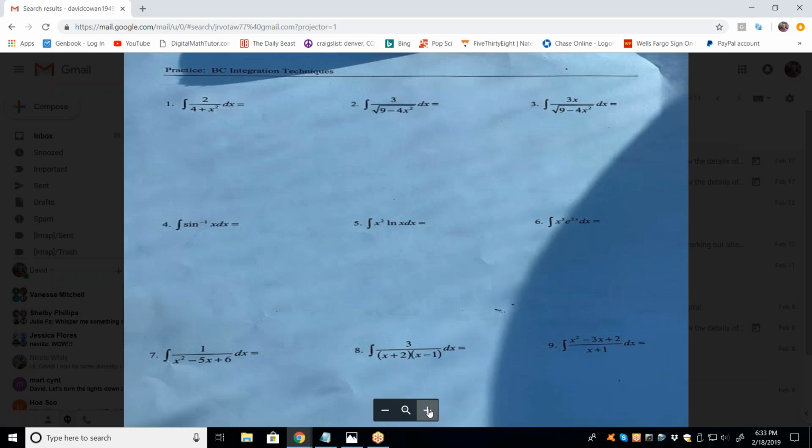But the clue to doing these, and this is regardless of where you're at in BC Calc, you need to know how to do these. The clue is figuring out which technique you're going to use. Okay, and it's not always clear.